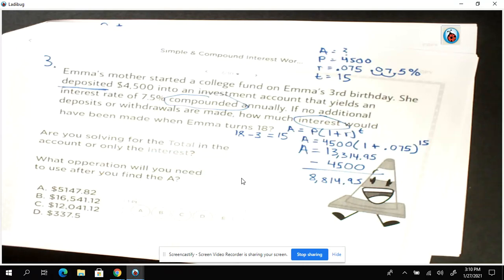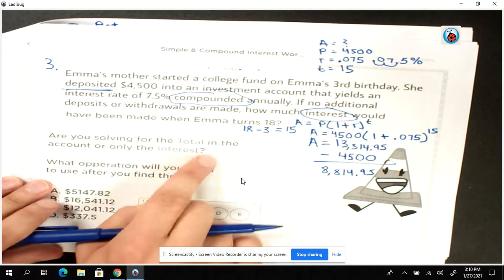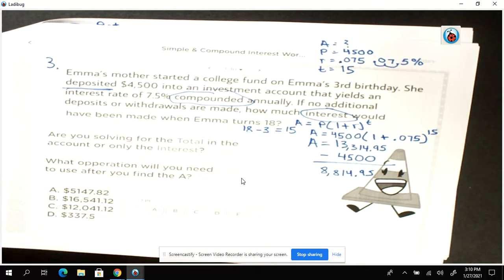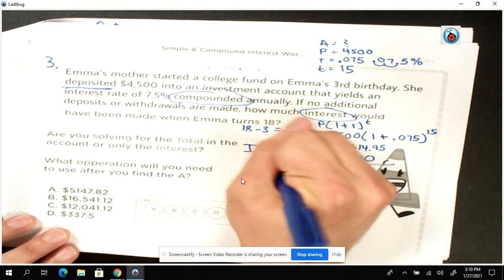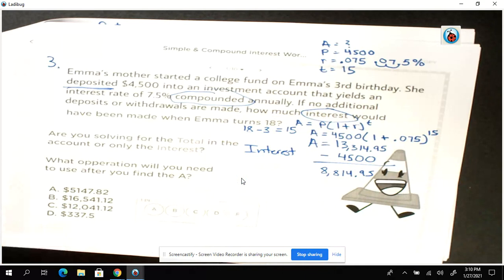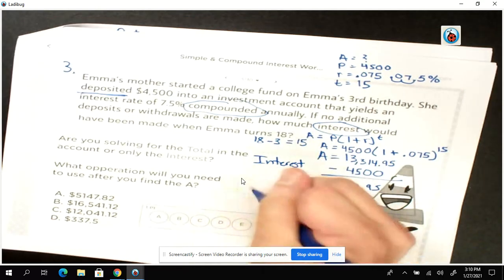Okay, how much interest was made when she turns 18? All right, so this is asking, are you solving for the total in the account or only the interest? We're solving for just the interest because that's all it's asking for. Total would be principal plus interest. What operation do you need to use after you find A? Well, what operation do we use right here? We use subtraction, so it would be subtraction.